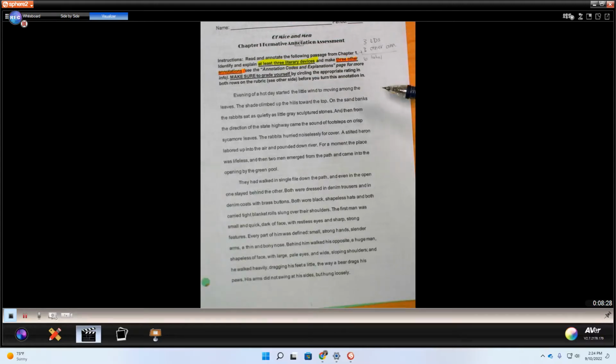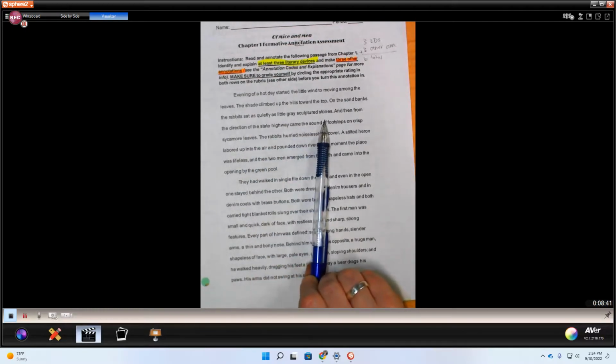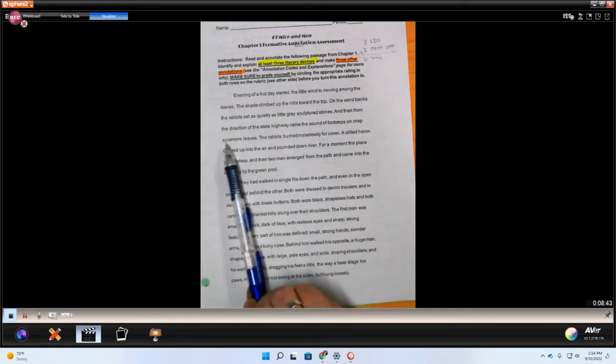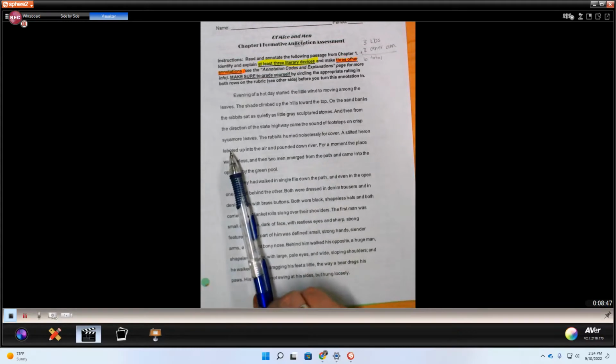Okay, so evening of a hot day started the little wind to moving among the leaves. The shade climbed up the hills toward the top. On the sandbanks, the rabbit sat as quietly as little gray sculptured stones. And then from the direction of the state highway came the sound of footsteps on a crisp sycamore leaves.